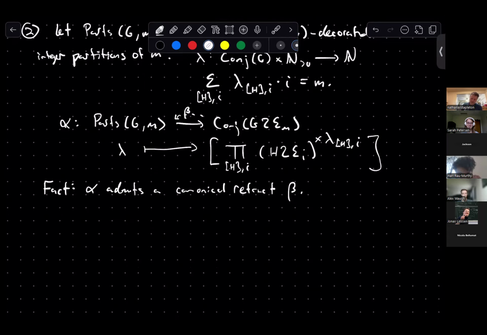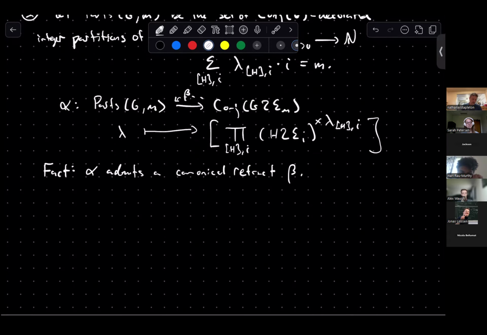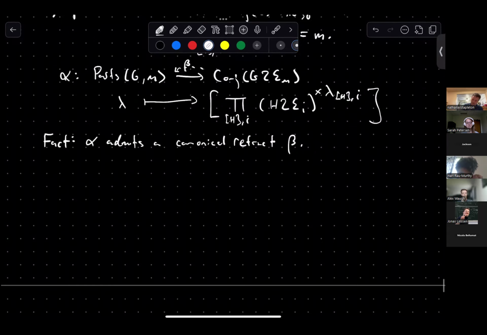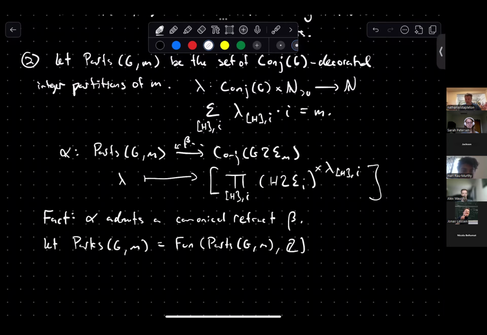Okay, so alpha admits a canonical retract beta. It's a bit hard to describe, but now there's a game that can be played. So let's let Parks of G comma M be integer valued functions on partitions of G comma M. The idea is that I prefer to work with these partitions of M decorated by conjugacy classes of subgroups of G than arbitrary subgroups of G wreath sigma M.